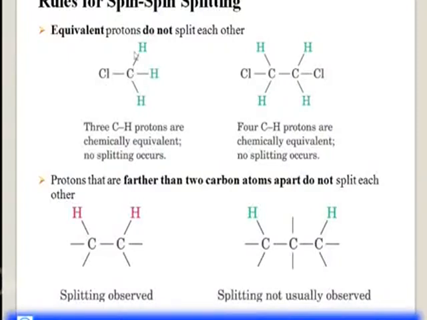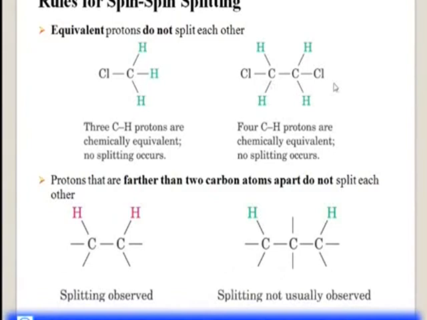Rules for spin splitting. Equivalent protons do not split at all. First of all, we need to identify what protons are equivalent in nature and what protons are non-equivalent in nature. We have to see the surroundings, or the environment, at the adjacent carbon atom or any other atom adjacent to these protons. Look at this, this is CH3Cl. These three protons are chemically equivalent, so no splitting occurs. They will give only a single NMR signal.